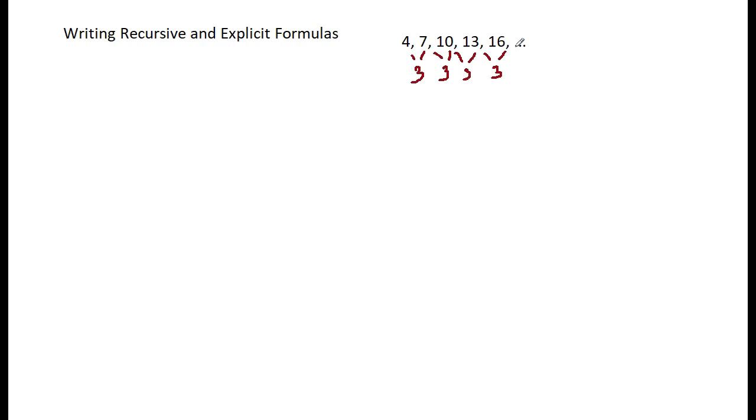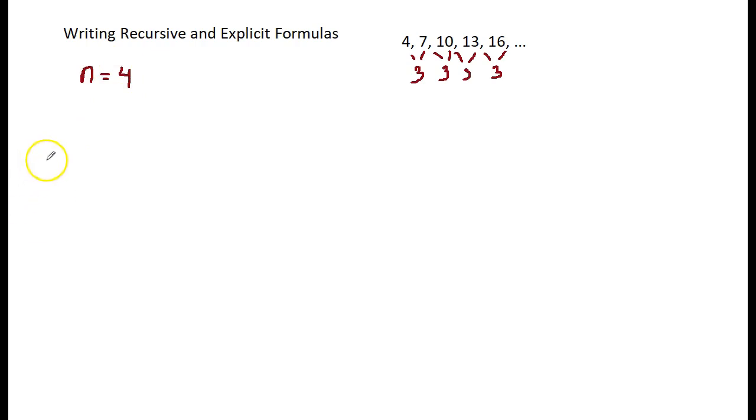Now, when you are adding, subtracting, multiplying, or dividing the previous term by a number, that's called a recursive formula. Okay? The recursive pattern is add 3 to the previous term to get the next term. So how would we write this? Well, if my first term is 4, I start with 4.